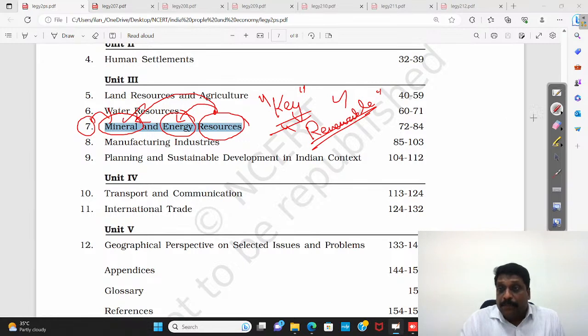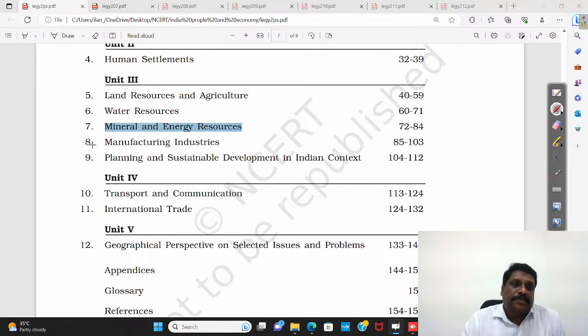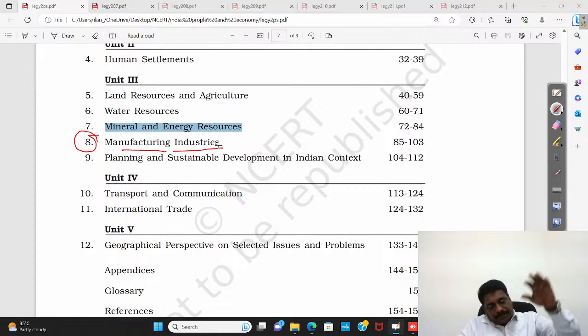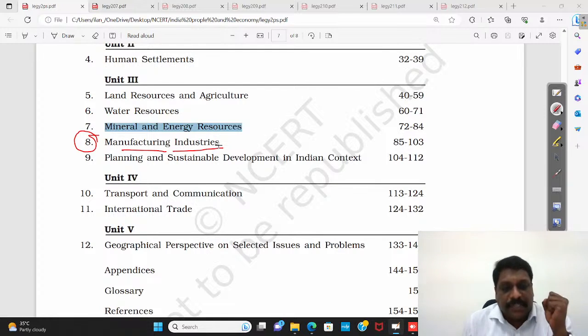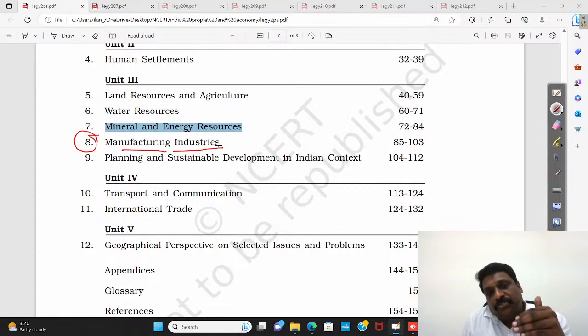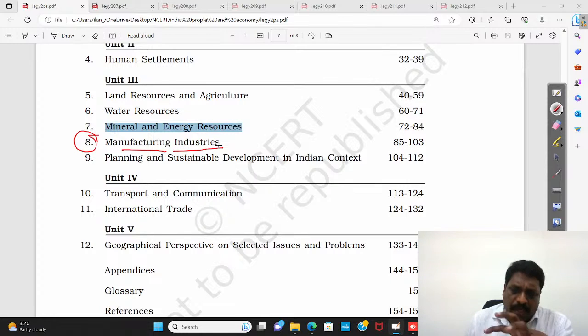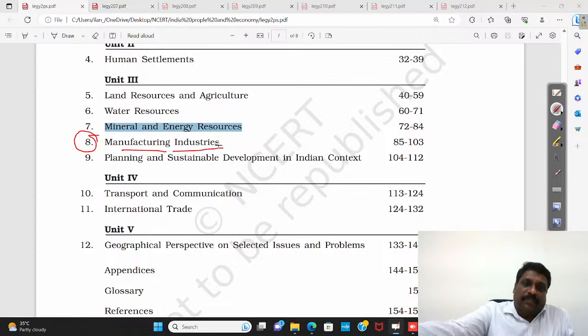Okay, then comes manufacturing industries, my dear friends. The locational aspect of manufacturing industries: where, what type of industries we have? What is the nature of this industry, whether it is a weight losing industry or a weight gaining industry? What are the different factors, say, for example, geographic factors that determine the locational aspect of industries?